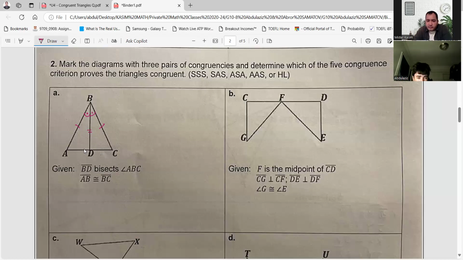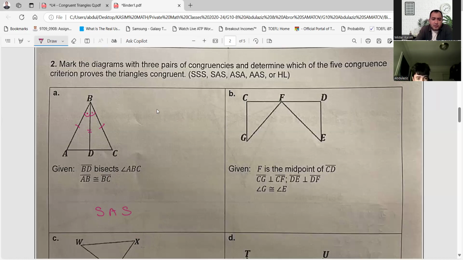BD is a common side, right? So what is this? It is side, angle, side, right? Okay, that's why these two triangles are congruent. So mark the diagrams with three pairs of congruences and determine which of the five congruence criteria proves the triangle congruence. So that one is side, angle, side.